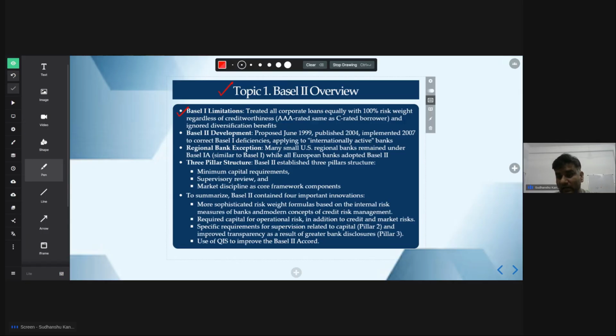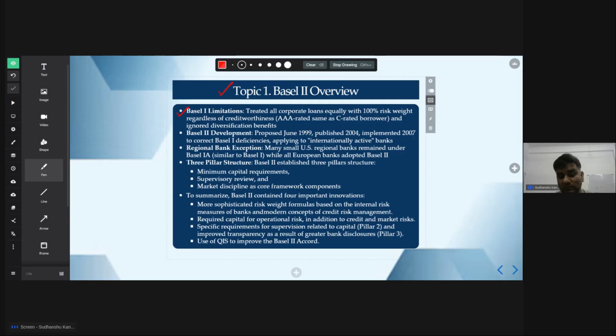Basel II development timeline: it was proposed in June 1999, published in June 2004, so proposed to publish took 5 years. Implemented in 2007, so again 3 years. So 8 years have passed just between proposal, publication, and implementation.